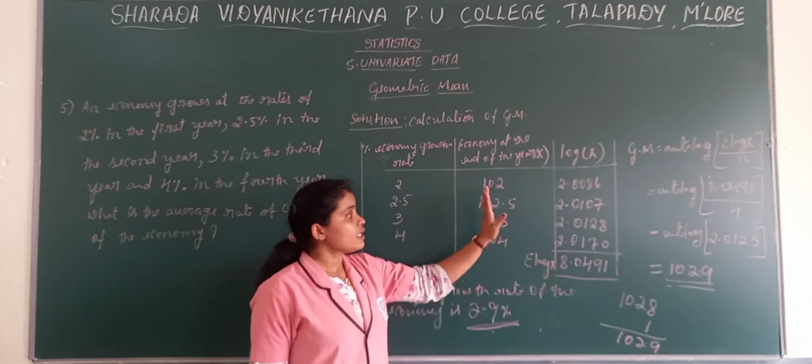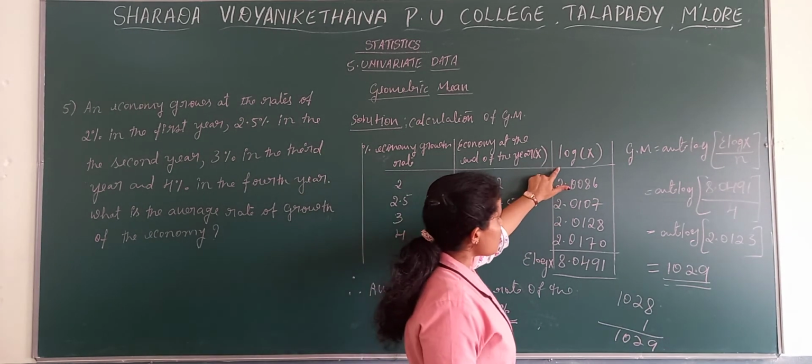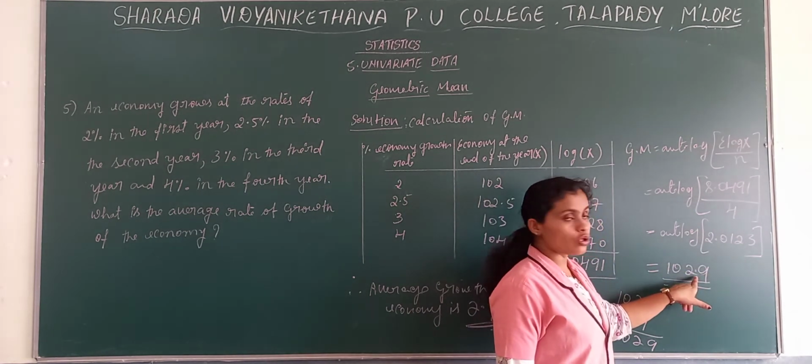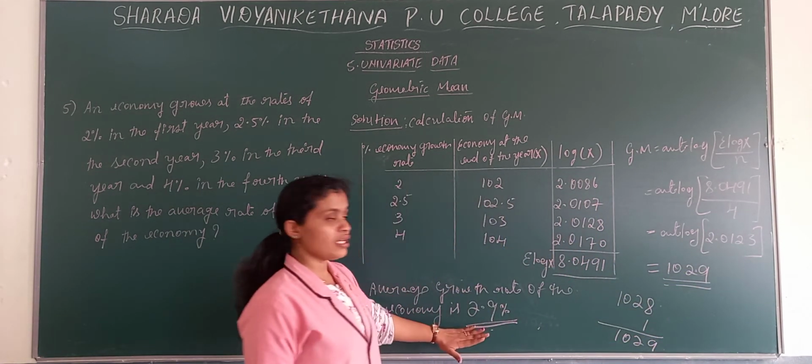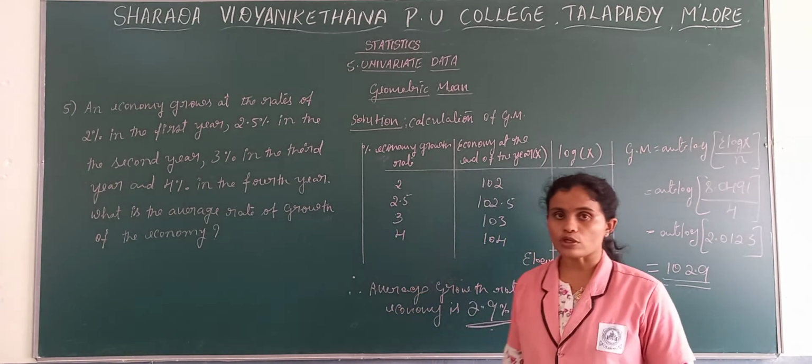Add 100. Then we consider it as x values. Then take the log of x. Then substitute into the formula. So we get the growth rate as 2.9%. Now we will see the next similar kind of problem.